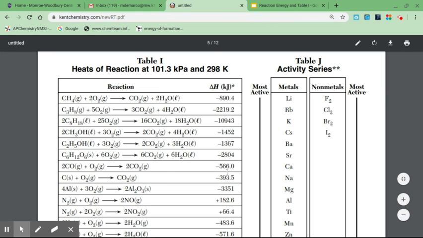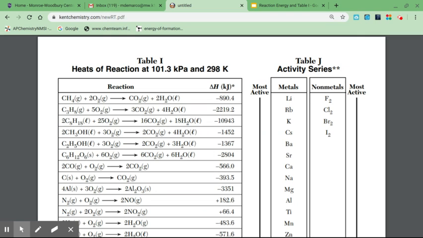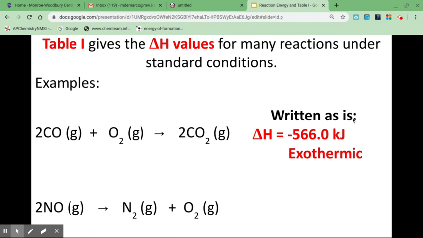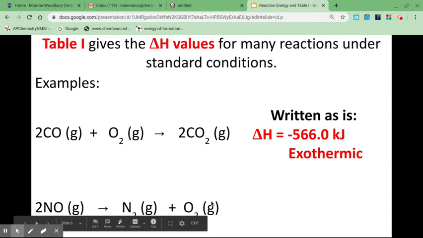So that would be my delta H. It's negative 566 kilojoules. So this reaction is written as is. So I know it's exothermic with negative 566 kilojoules. Simple as that. Let's take a look at the second example.